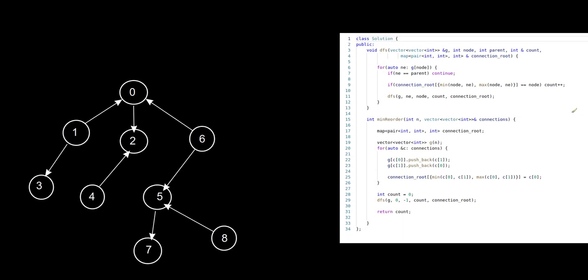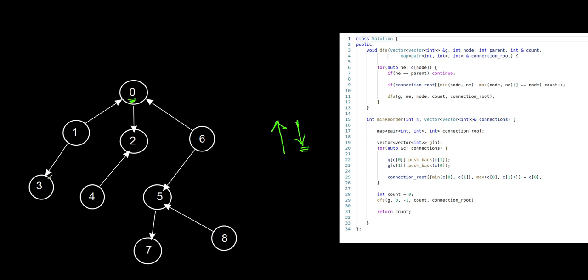Now, how can we solve this question? In order to make all the cities reach the root node 0, what we need to do is count or flip all the connections that point downwards, far from root 0, and change the direction to point towards the root 0.